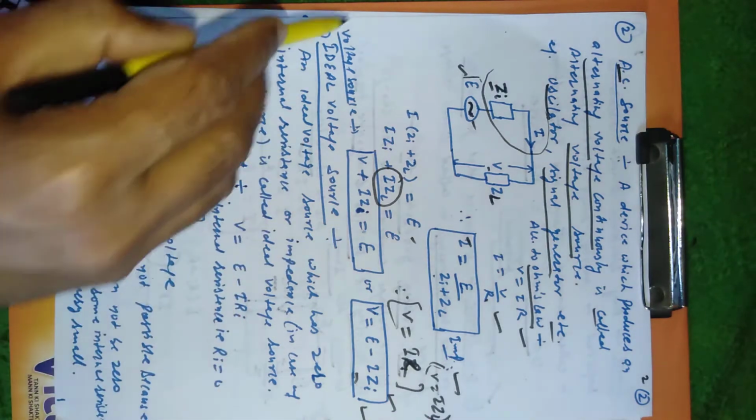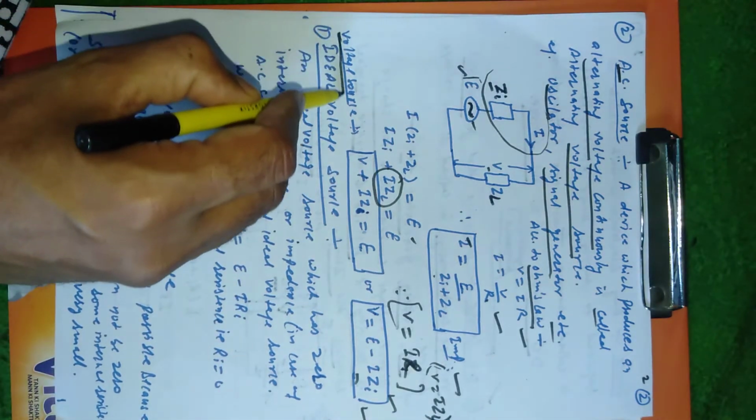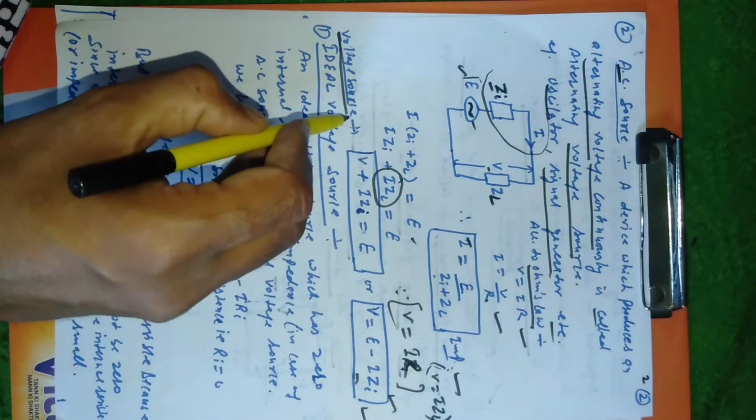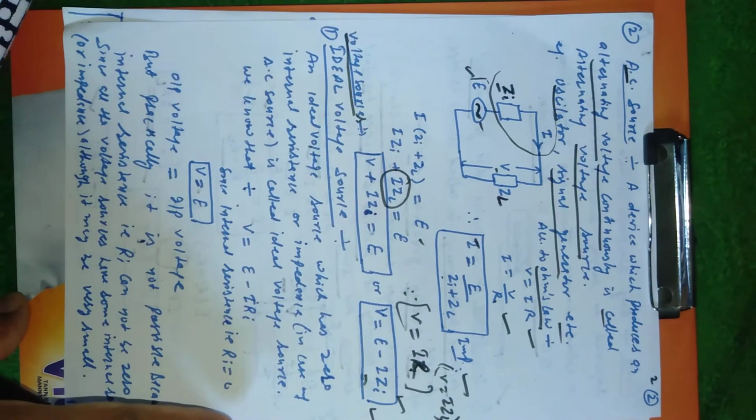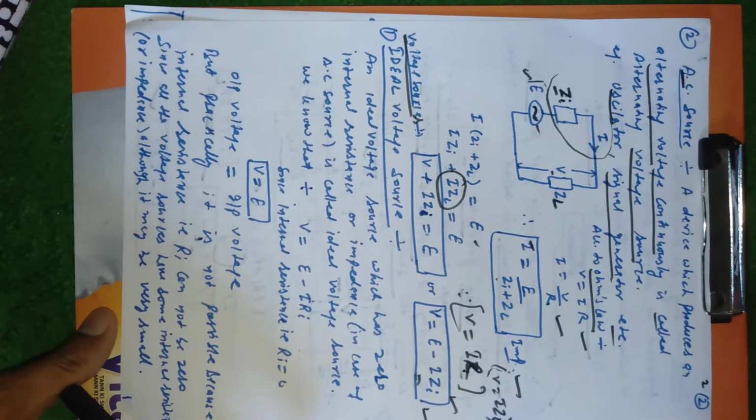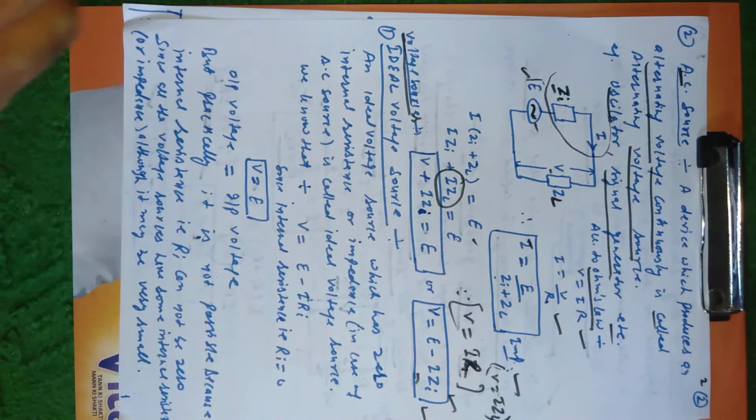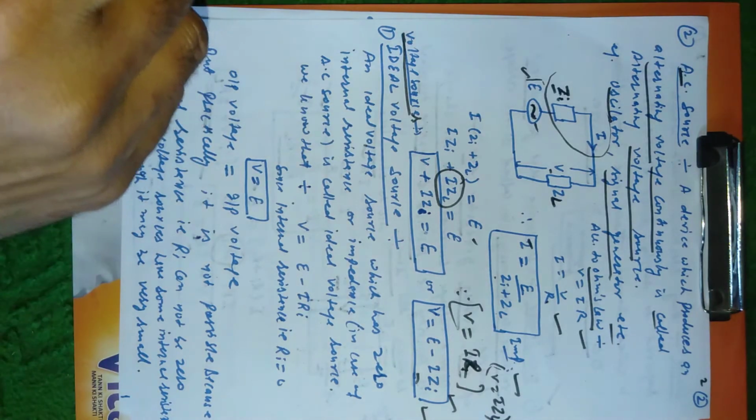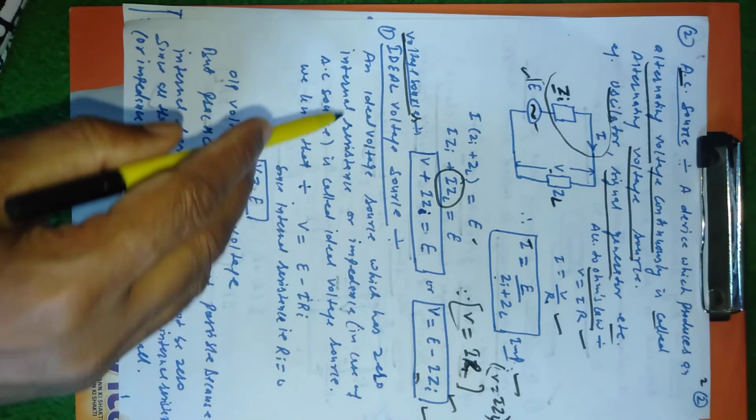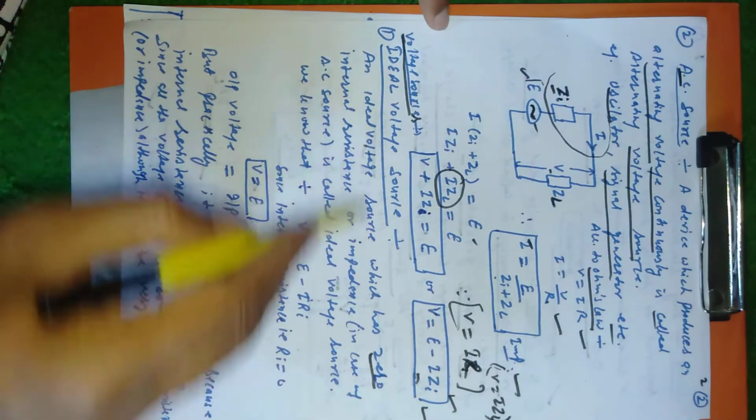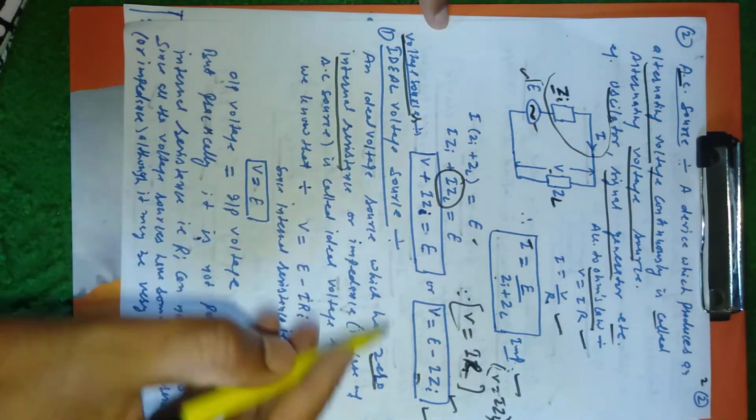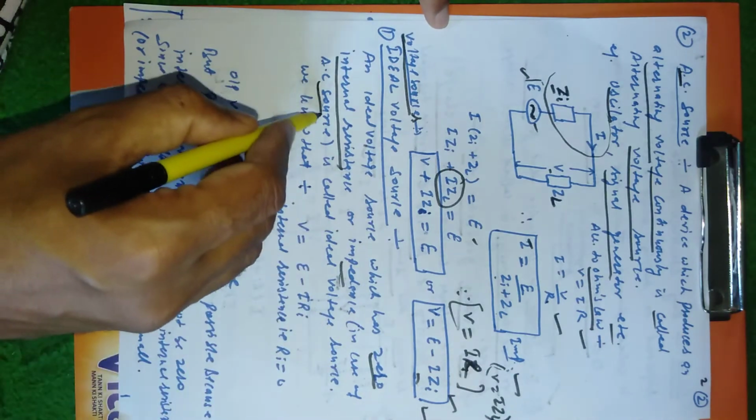So next is voltage sources. There are two types of voltage sources. First is known as the ideal voltage source, second is known as the practical voltage source. So first we will discuss the ideal voltage source. An ideal voltage source, which has zero internal resistance, or impedance in case of an AC source, is called the ideal voltage source.